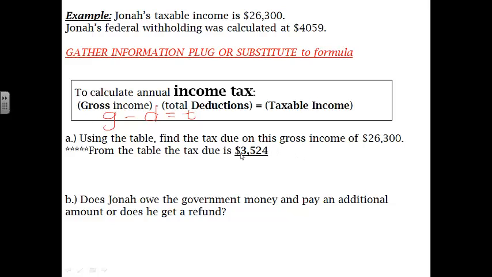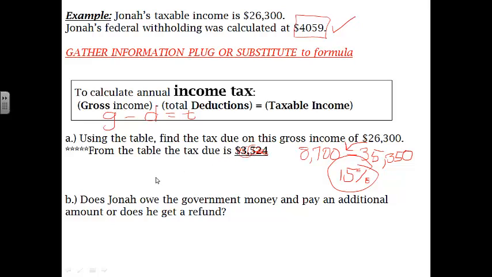Good. He's between 8,700 and 35,350. So he's in between those two, because this number is in between those two. So he has a 15% tax rate yearly. Okay, so we know that his federal withholding is already calculated. Perfect, we have that. Okay, and so Jonah's taxable income is this, and he has to pay 15% to the government on this day. So this is not right, so mark that out. We're going to figure it out.